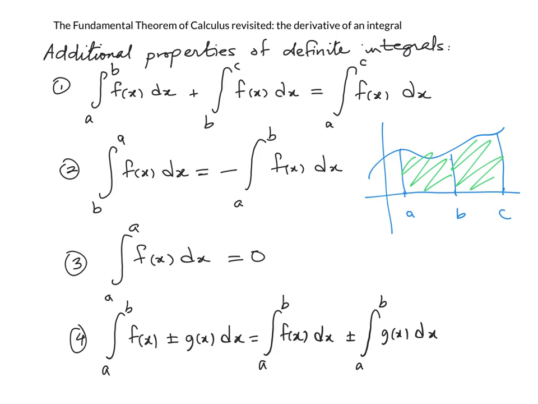The next one is the integral from a to a. Well, basically, if you go from somewhere to itself, you haven't made any area at all, so the area is going to be 0. So that's where you have this integral from a to a. There's no area at all.